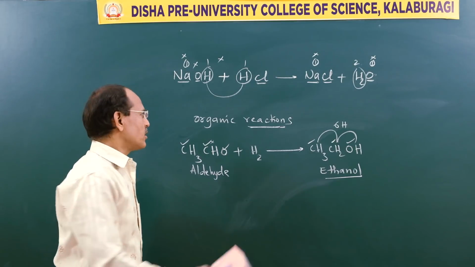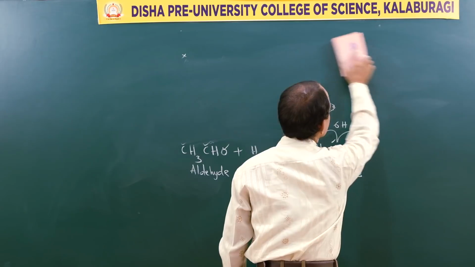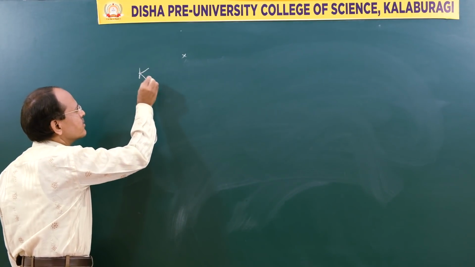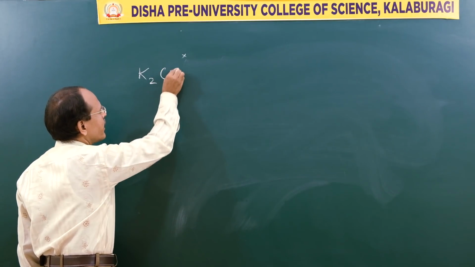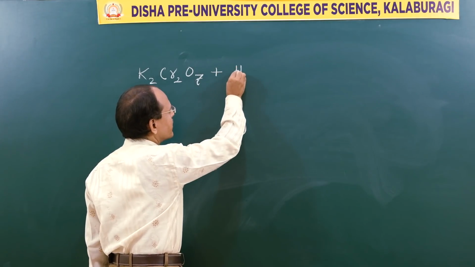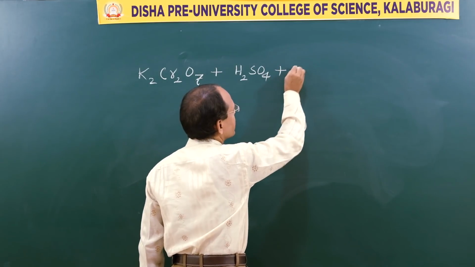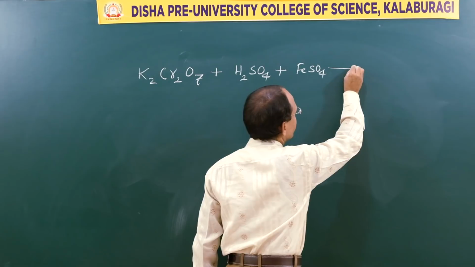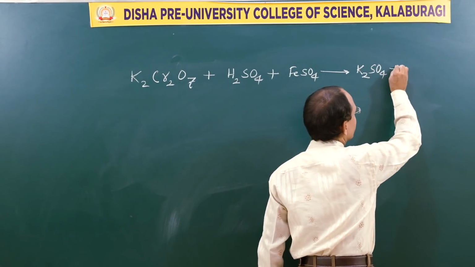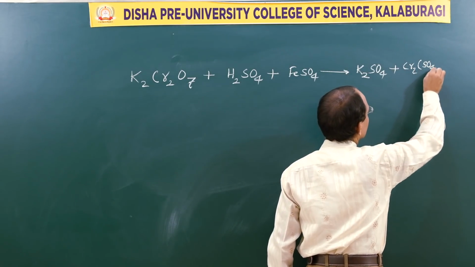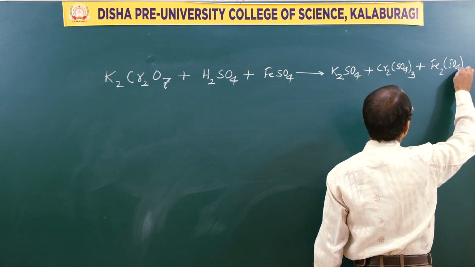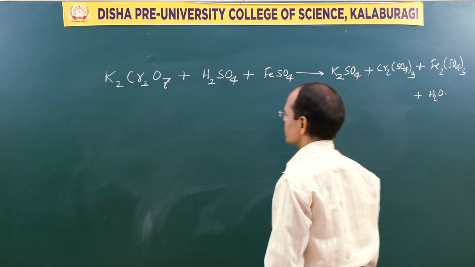Next we'll see one more example. That is K2Cr2O7 made to react with H2SO4 plus FeSO4 give rise to K2SO4 plus Cr2(SO4)3 plus Fe2(SO4)3 plus H2O. A very big reaction it is.